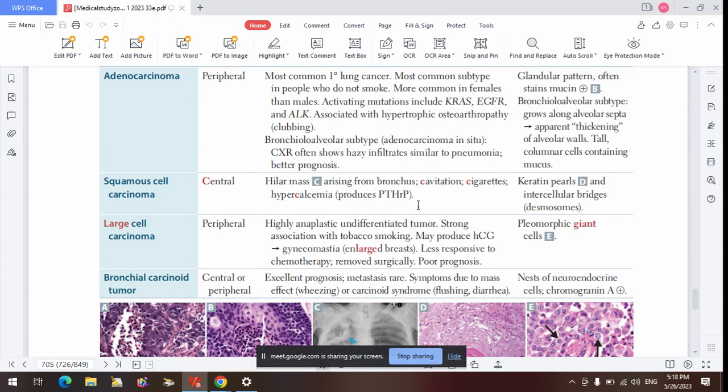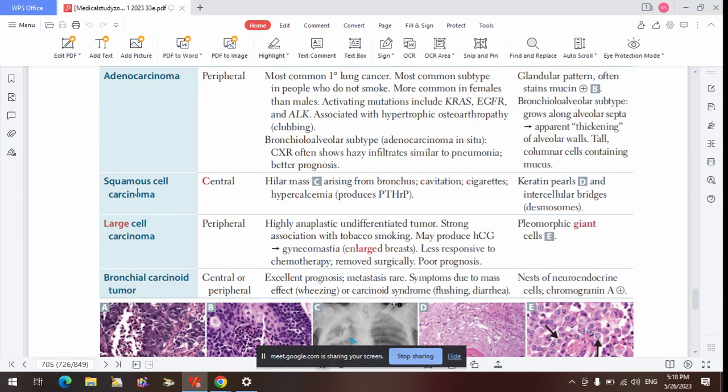Okay, so what do you see? Because they are squamous cells, you see keratin pearls. Keratin pearls that are connected by intercellular bridges, which are the desmosomes. Once you see keratin pearls, you are thinking of squamous cell carcinoma. Keratin pearls with intercellular bridges, squamous cell carcinoma.